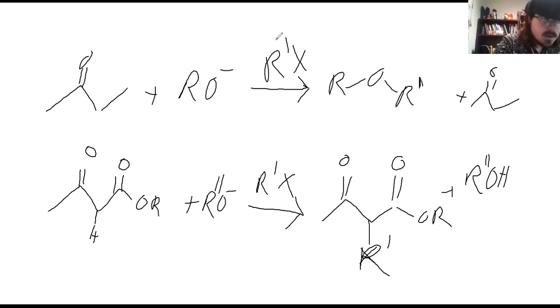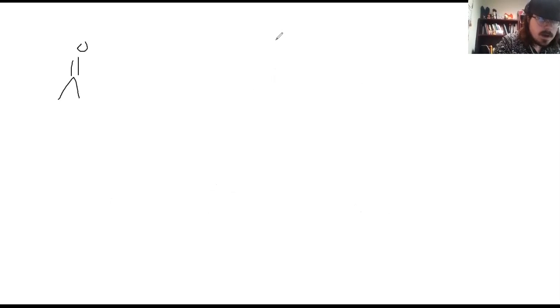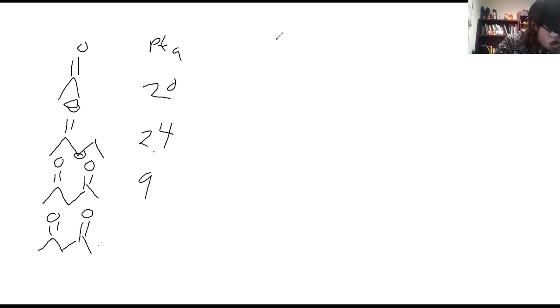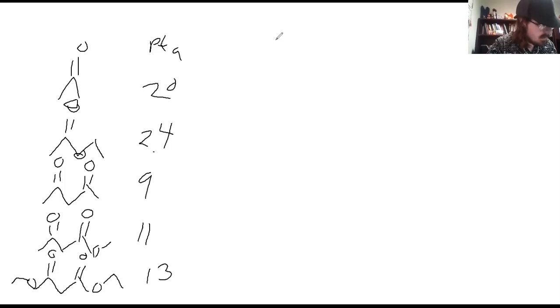So just a quick comparison. The pKa, remember, of these alpha hydrogens is 20. The pKa of ester alpha hydrogens, we said, takes a stronger base, is 24. But the pKa of a diketone is 9. The pKa of a ketoester is 11. And if you somehow get a diester, 13. So alpha position, these are much more acidic.